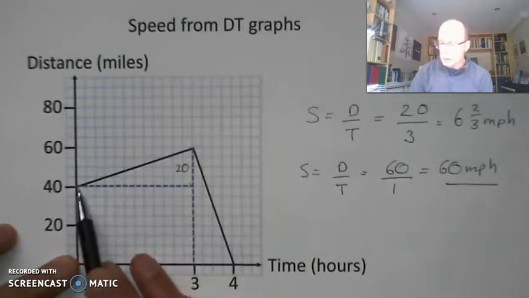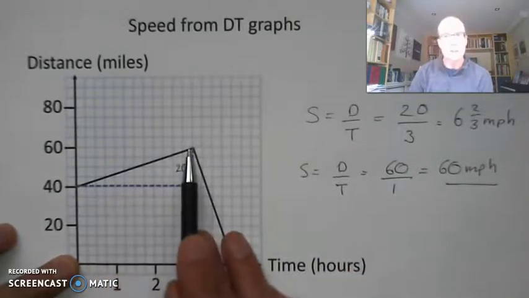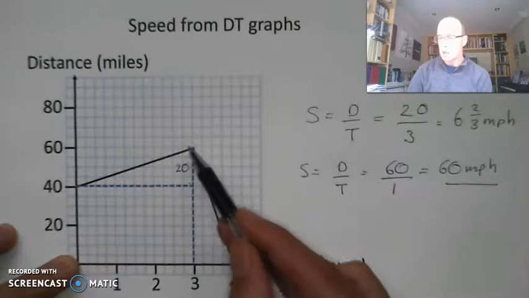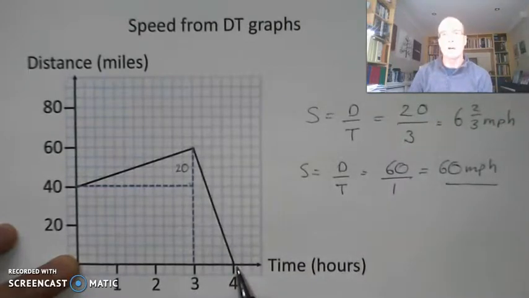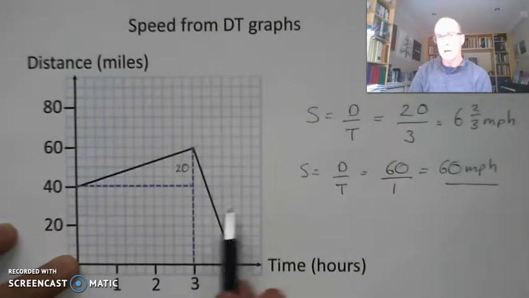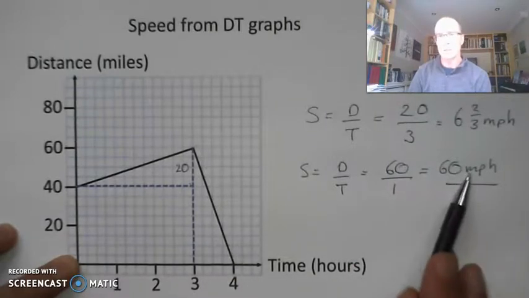So again, what have we got? This line here, not very steep. So we've got a speed of just under 7 miles an hour. The return leg, that line is a lot steeper. We're travelling a lot more quickly on that return leg. And we've got a speed of 60 miles an hour. So the steeper the gradient, the faster the speed.